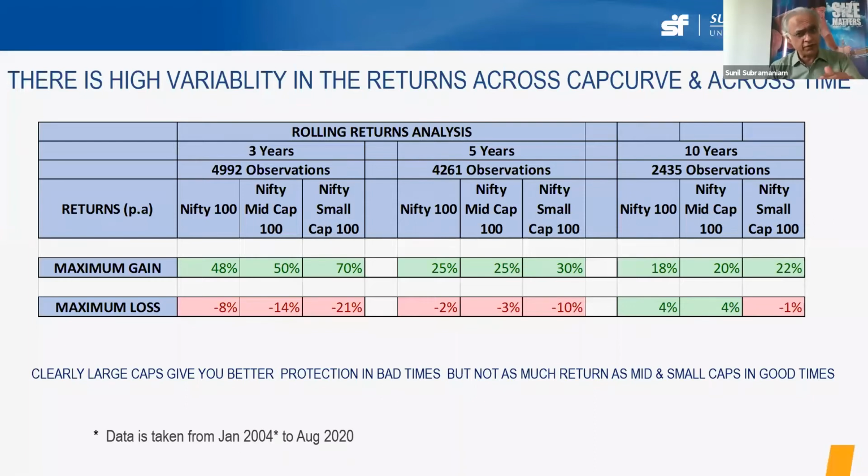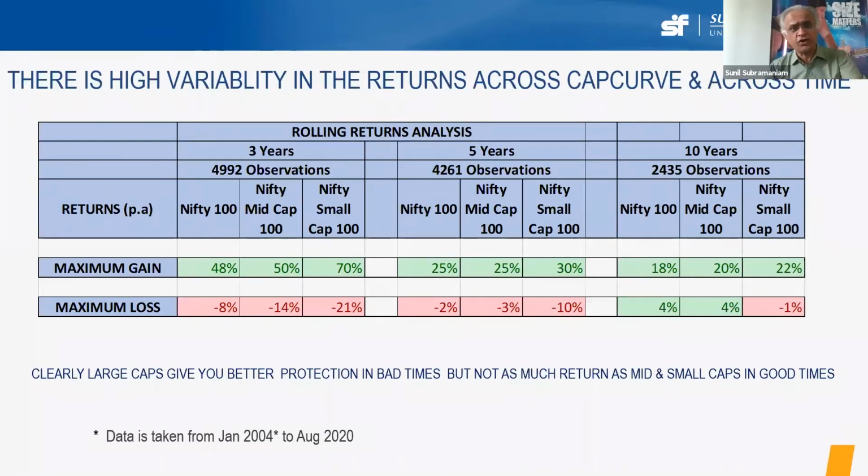Mid caps gave roughly the same, but small caps give you 70% per annum. So clearly, while the average was roughly the same, you can see that the maximum return from small cap was 22% per annum better than a mid cap. And you say, how great, then I should always invest in small cap. No, the point is there is variability.